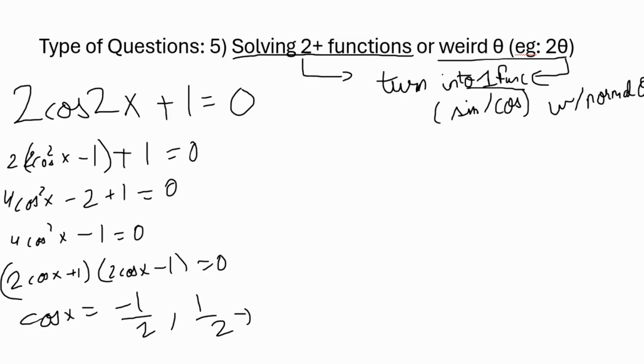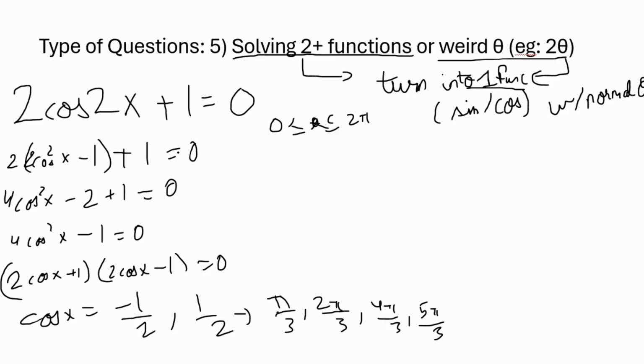And then you use the interval 0 to 2 pi. So this is just positive and negative 1 over 2, so it just becomes all the pi over 3's. Pi over 3, 2 pi over 3, 4 pi over 3, 5 pi over 3. Okay. Now, if you were to do it the sine way, it's gonna be the same thing.